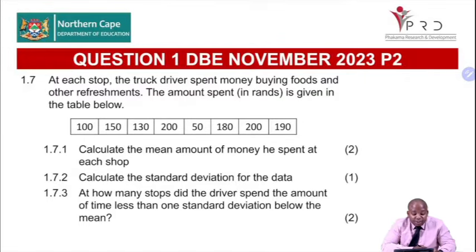1.7 reads as follows. At each stop, the truck driver spent an amount of money buying food and other refreshments. The amount spent in rands is given in the table below. So we are given 100, 150, 130, 200, 50, 180, 200, 190. We are given individual data values, and we are required to calculate the mean of the amount of money spent at each stop.